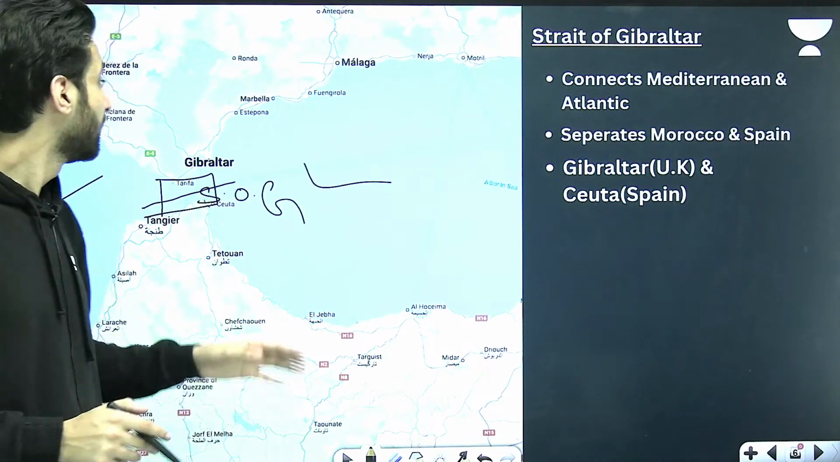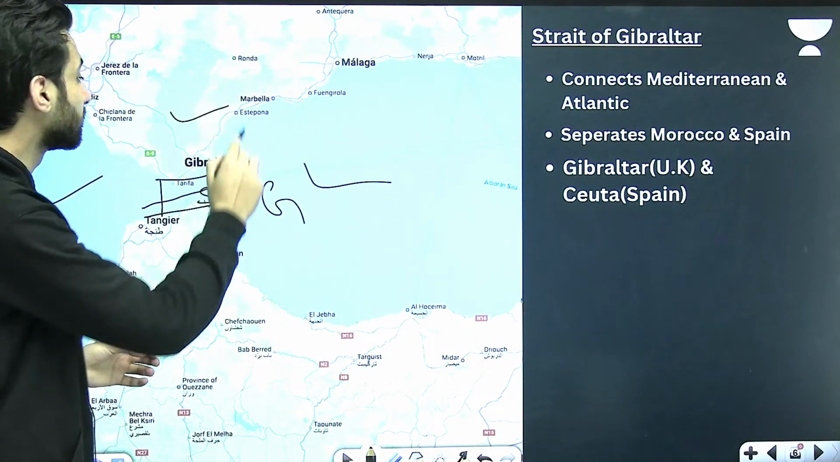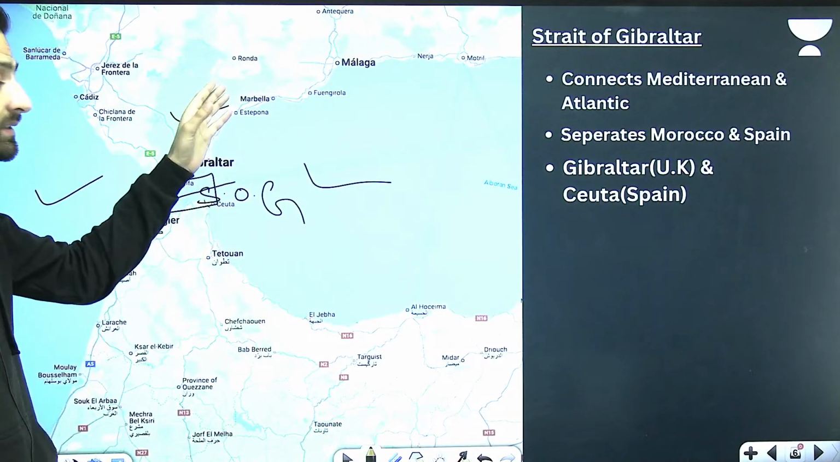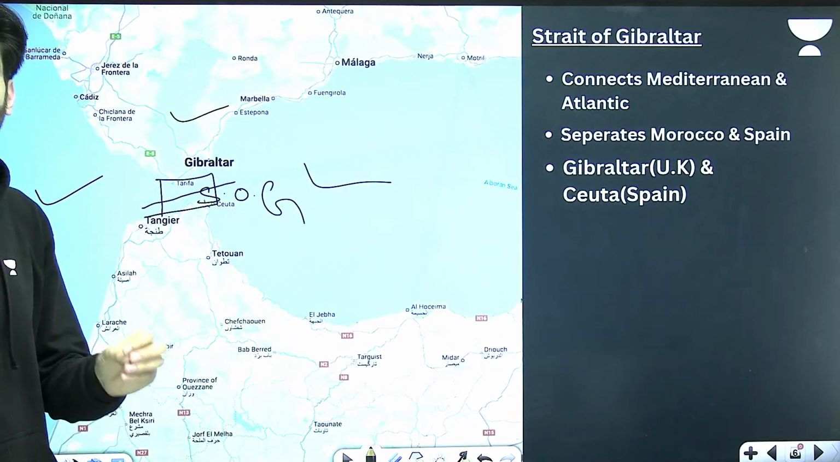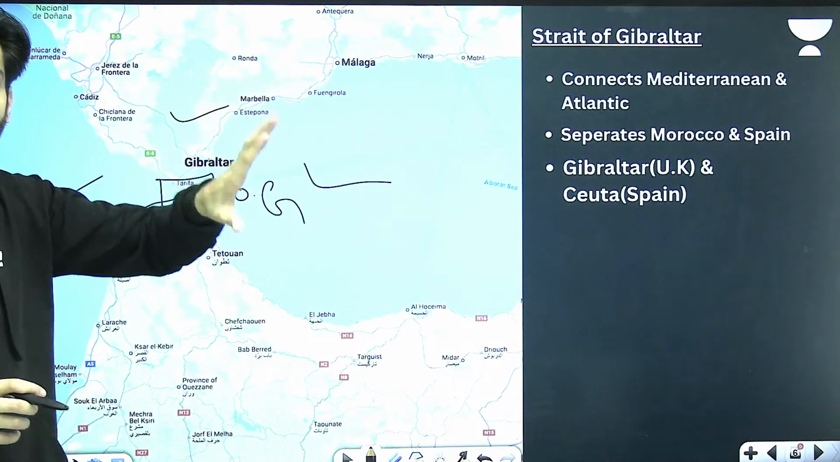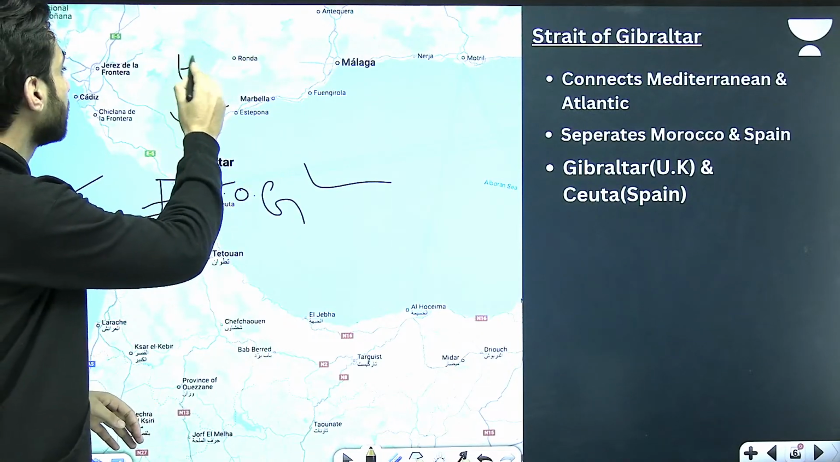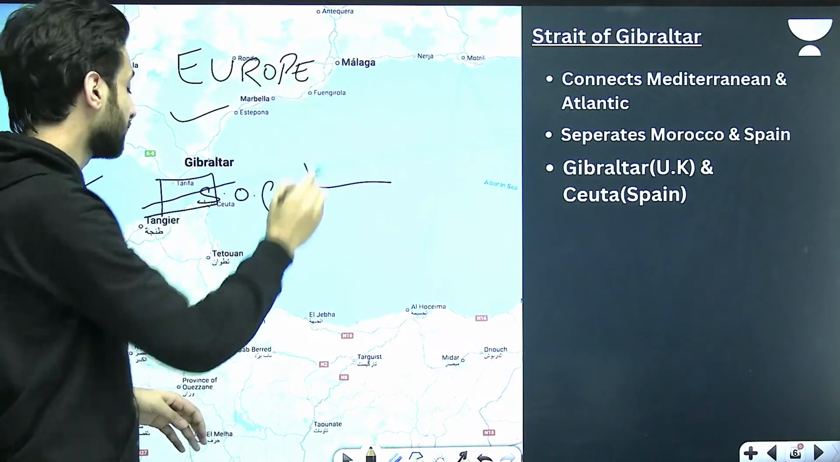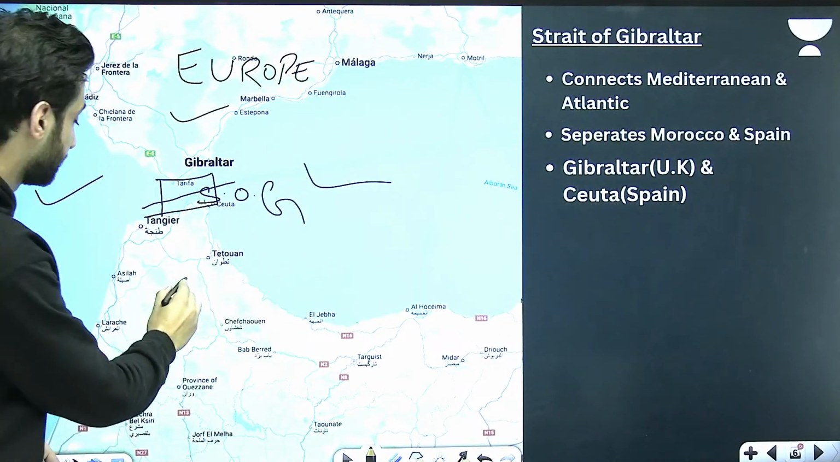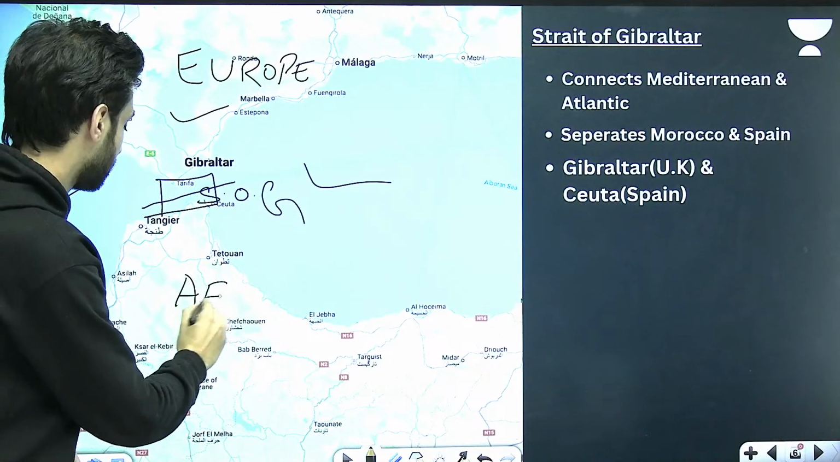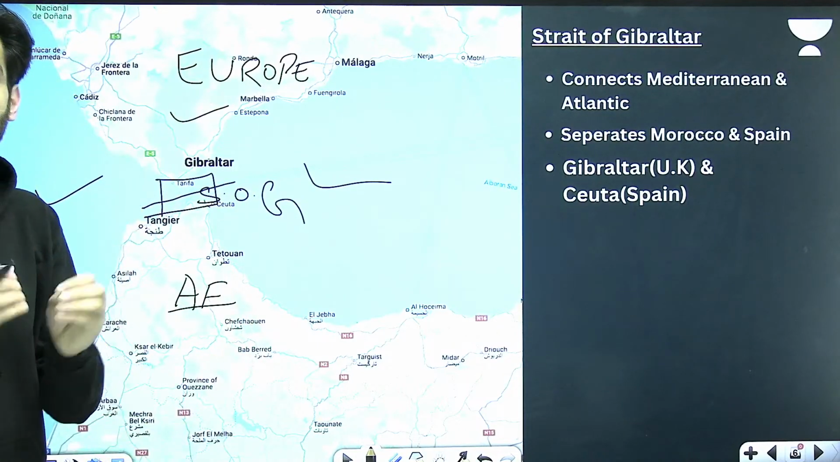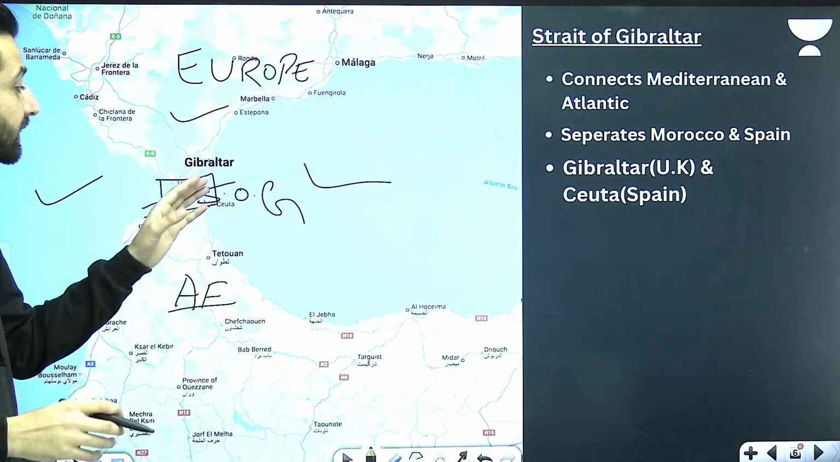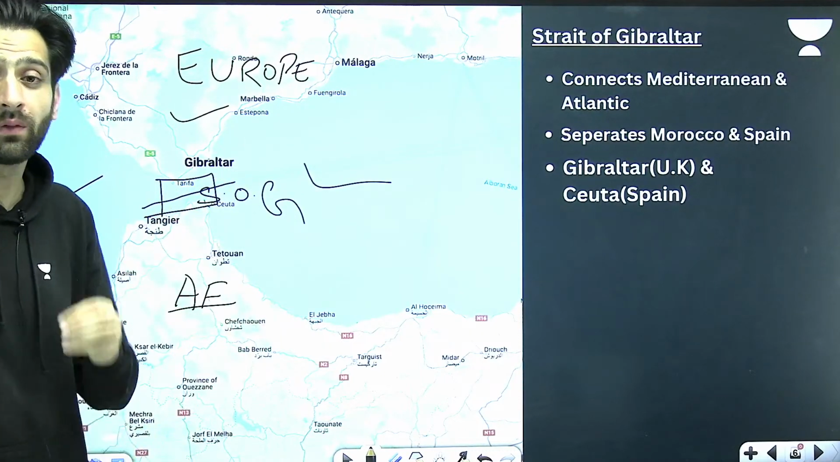Getting good interaction. If you look at this part of the continent, this is Europe. The first thing you know is the separation of the landmass. This is Europe, and on the southern part is Africa. This is Africa and this is Europe. These are the two landmasses that are being separated by the Strait of Gibraltar.